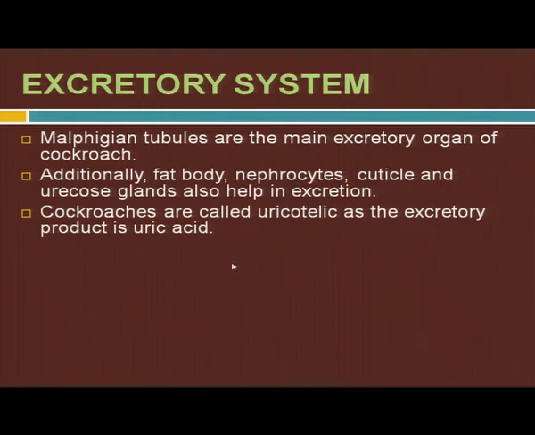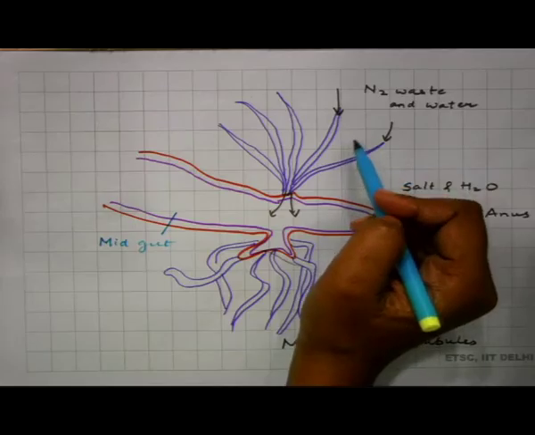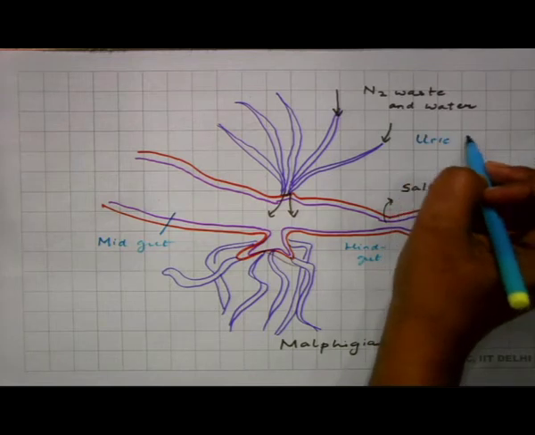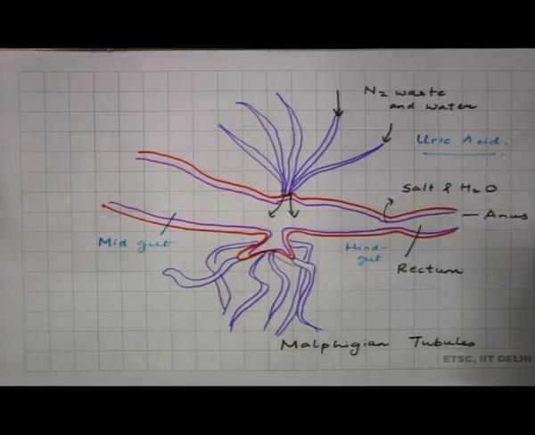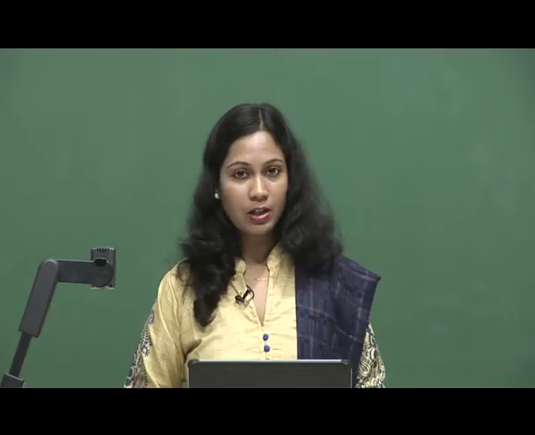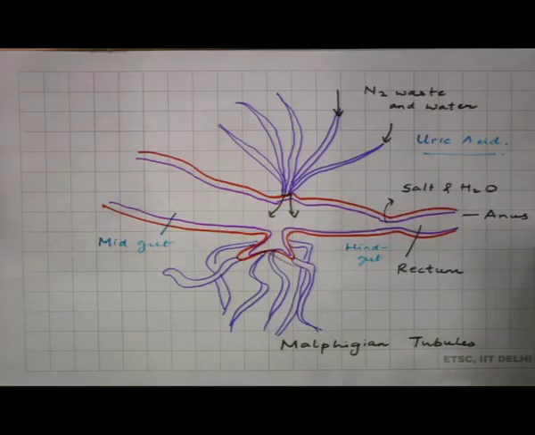Cockroaches are called uricotelic, I told you, because the conversion of nitrogenous waste is being done into uric acid. If you recall, we know that organisms can be divided on the basis of the nitrogenous waste they produce. If the nitrogenous waste is produced in the form of ammonia, they are referred to as ammonotelic. If it is excreted in the form of uric acid, they are known as uricotelic, and if the nitrogenous waste is excreted in the form of urea, they are known as ureotelic. The fishes are ammonotelic because ammonia is highly poisonous, but it is soluble in water. The reptiles, some of the insects and birds are uricotelic, and mammals are usually ureotelic, for example humans.